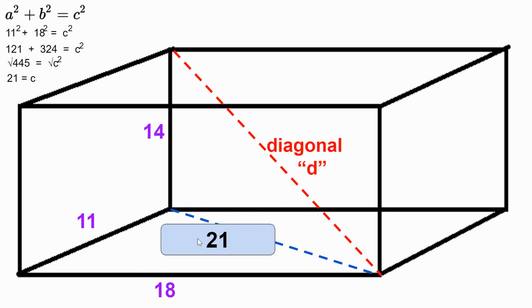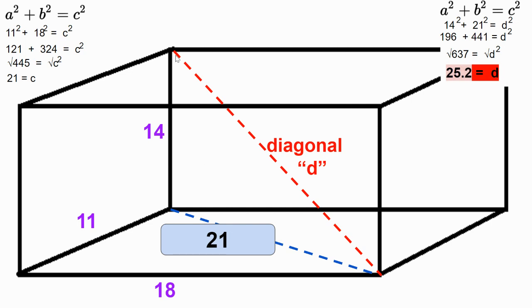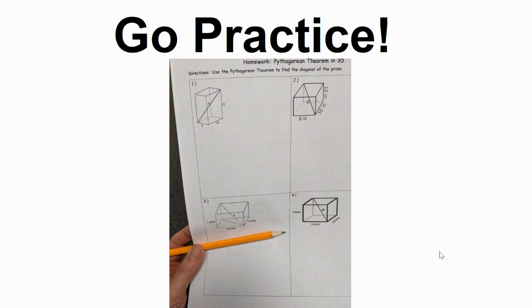So once we plug in 21 there, now we can do 21 and 14 as our side legs, and we'll try to find D. So 14 squared, 196, 21 squared, 441. Add them together, you get 637, and then we're just going to find the inverse operation, the square root, with an answer of 25.2 for our D, for our diagonal length. So once again, I rounded to the 10th, I rounded to the whole number. Just follow the directions, whatever it says on your assignment.